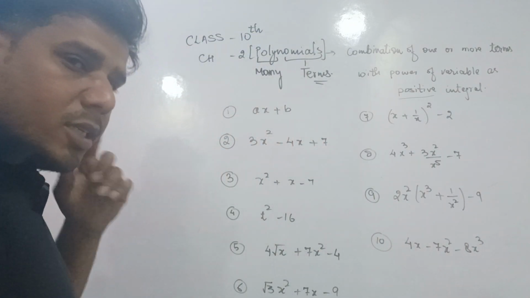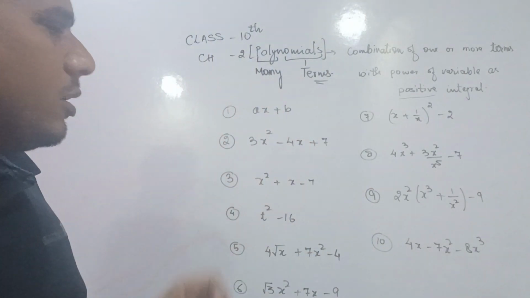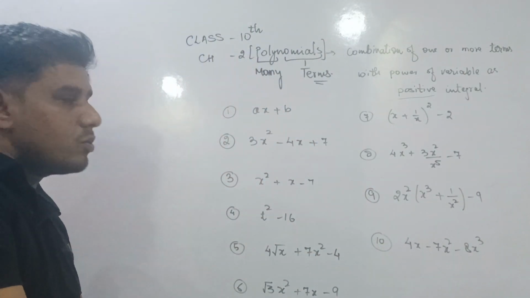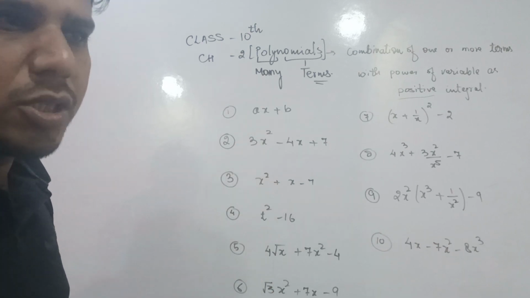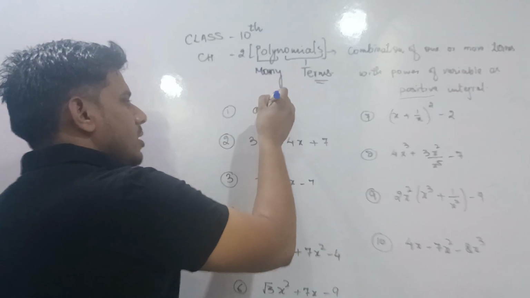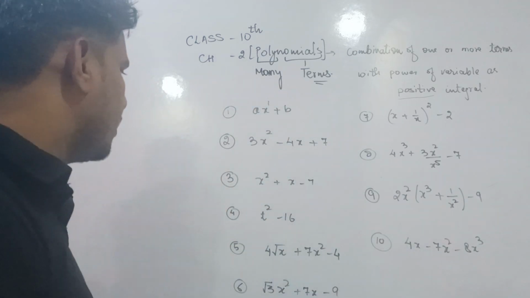Here in all the 10 examples, first please pause the video, mark your answer in your notebook and then match. So here we are going to start. The first one, here we can check a and b are constant, so variable is x and the power of variable is 1, so it will be the polynomial because it is a positive integer.